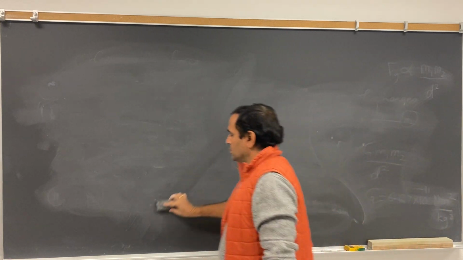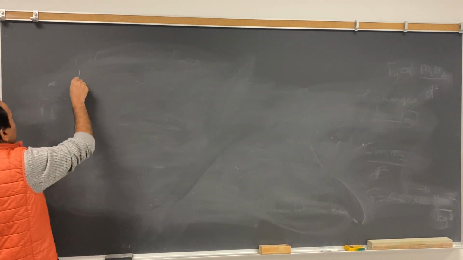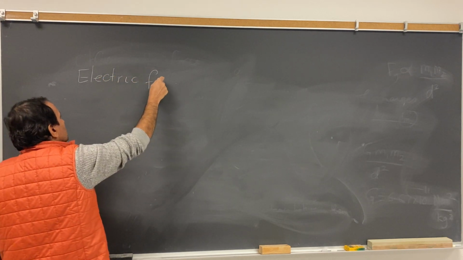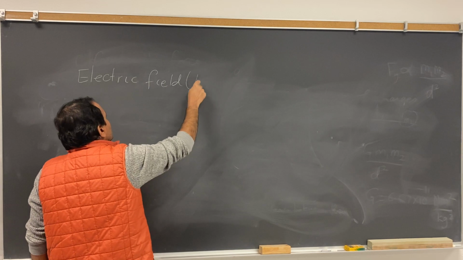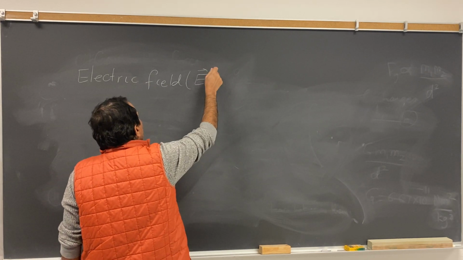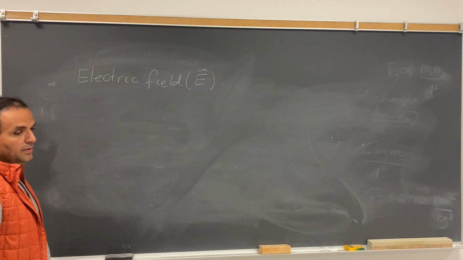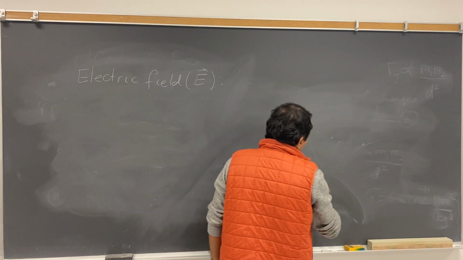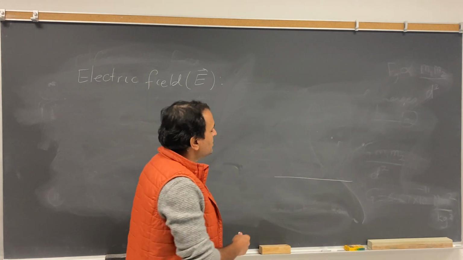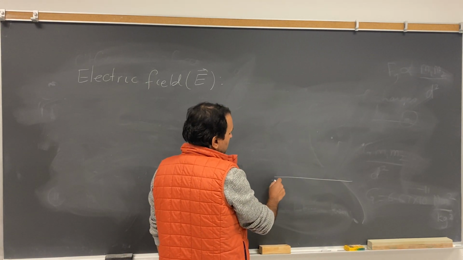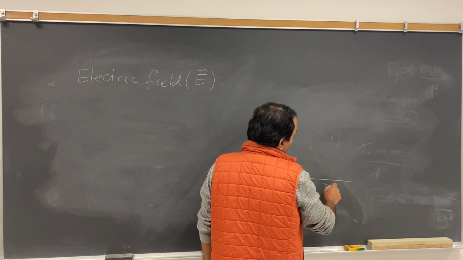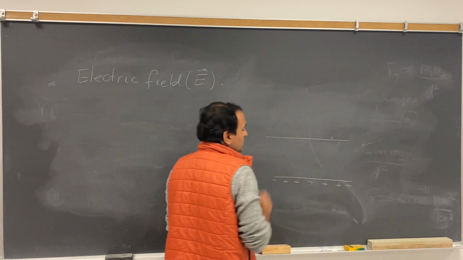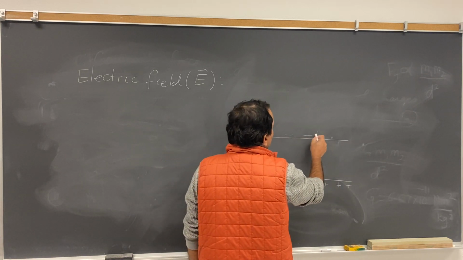And we have another term we call the electric field. Electric field is simply denoted by uppercase E, and this is a vector quantity. So what is the electric field? For example, let us suppose this is one plate, and let us consider this plate positively charged. And here you have a second plate, and this plate is negatively charged.